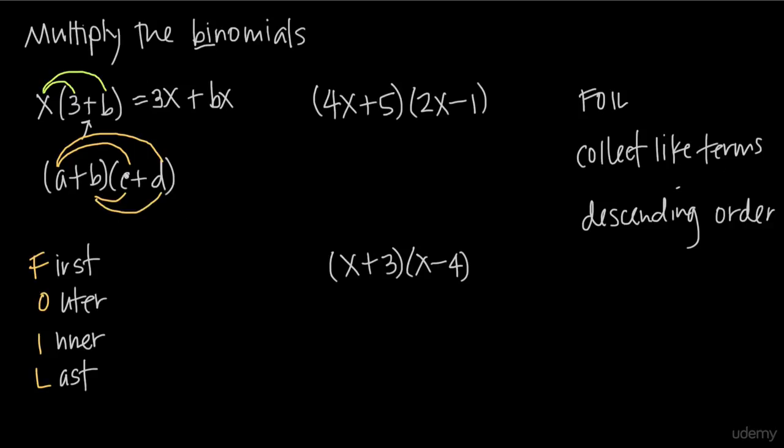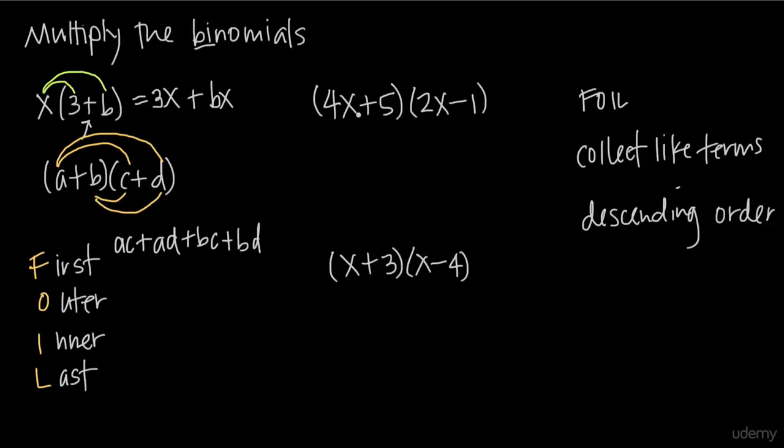So let's look at FOILing the multiplication of these two binomials. We're going to start with our first terms, a and c. A times c is ac. Then our outer terms, a positive a times a positive d is a positive ad. Then our inner terms, a positive b times a positive c is a positive bc. And then our last terms, b and d, a positive b and a positive d, plus bd. So that's how we FOIL out two binomials.